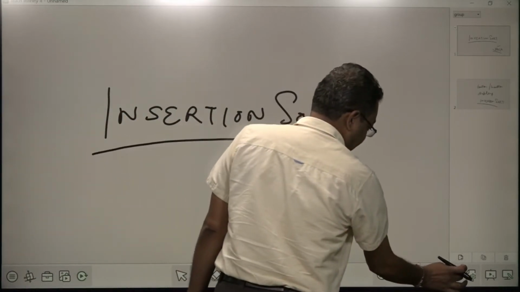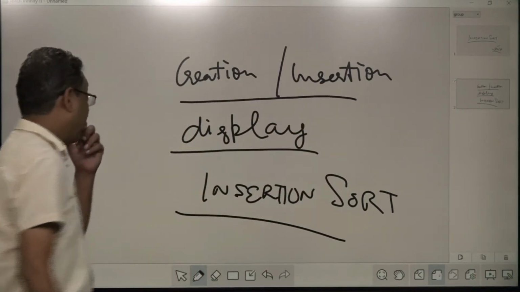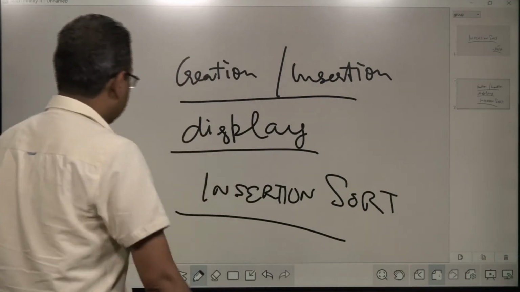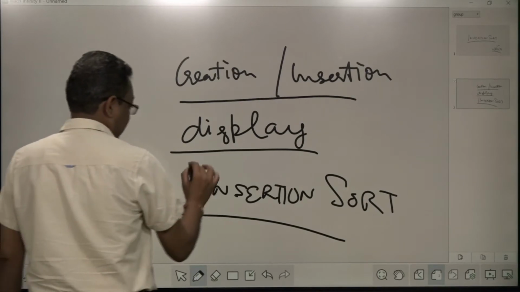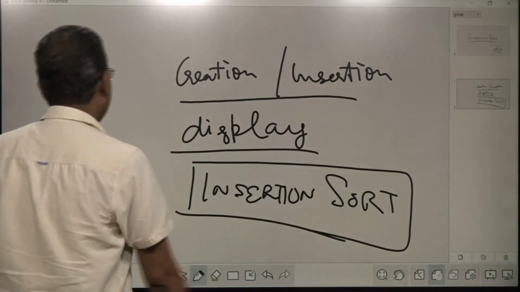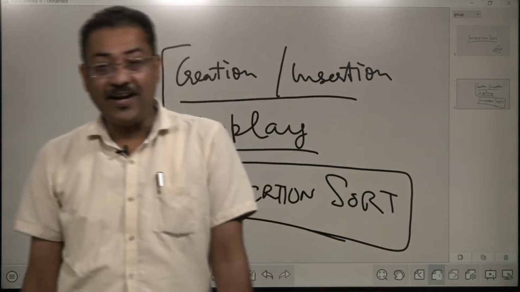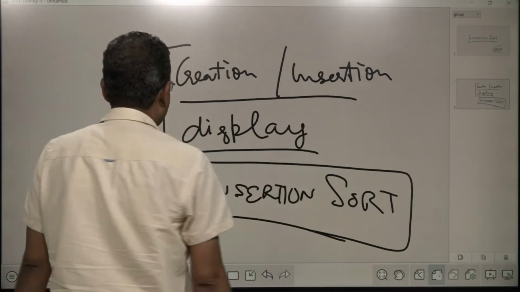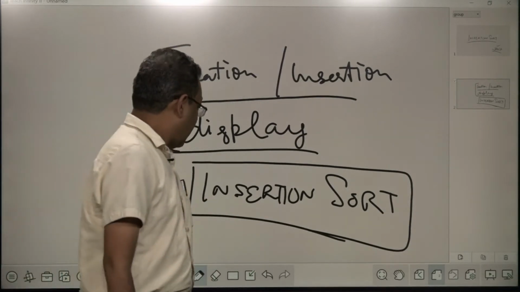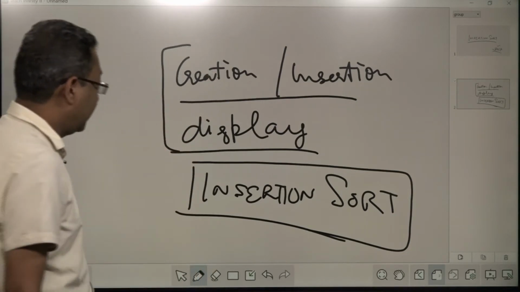For this, I am going to create three functions. One is for creation of an array or inserting the data into the array. Second is to display the content of the array. And third, of course, for the insertion sort, right? These are the two functions we are using time and again. You can learn it from my previous videos that give you the information about the arrays, right? And in this video, I'm going to concentrate on the concept of insertion sort.